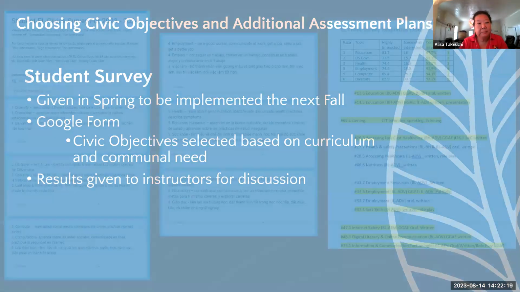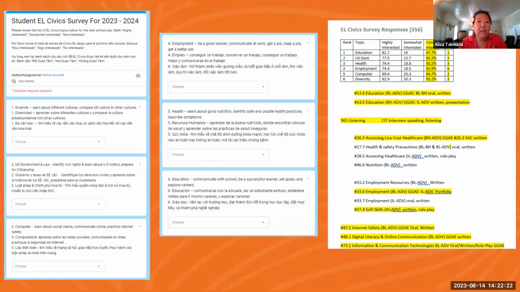Next slide, please. So this is just an example of what our Google form looks like. As you can see on the left, we have our Google form, and it's translated into English, Vietnamese, and Spanish. Those are our 3 primary languages at our school. If a student needs help in any other language, we do have some Koreans and some Chinese, then we can also get that translated for them through Google Translate. The students select the different civic objectives, how they would like to learn for the next school year. And then we have the results on the right-hand side, and we can see how many selected each co-op.